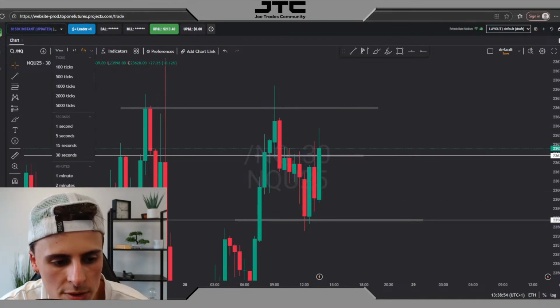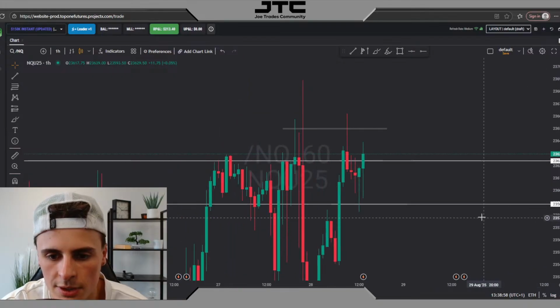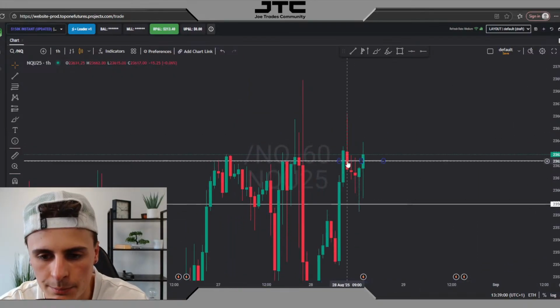Let's have a look at the hourly. What's the hourly printing like? Hourly could close nice too. Yeah, I do like these hourly breakouts.